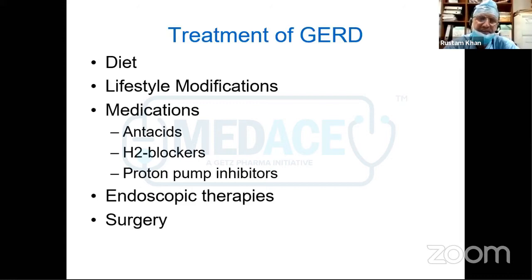Coming to the treatment of GERD, there are five modalities of treatment: diet, lifestyle modification, and medicines. In medicine, we have antacids, H2 blockers, proton pump inhibitors. We have endoscopic therapy, and then finally surgery. The diet part Memoona will discuss, so I will leave this part, and I will discuss the rest of the four modalities of treatment of GERD.